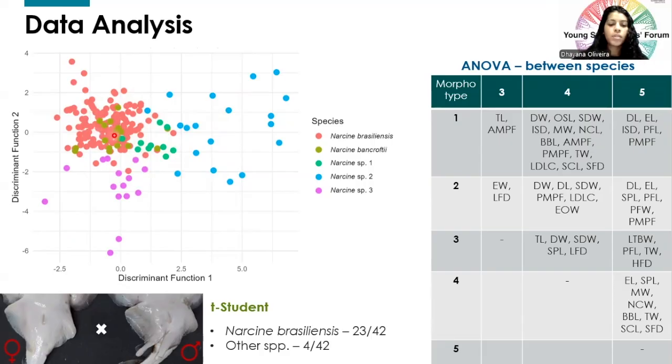And 23 of the 42 measurements differed between males and females in Narcine brasiliensis. However, only 4 measurements presented sexual dimorphism in each of the other species. And between the species, the highlights are that Narcine brasiliensis and Narcine bancroftii did not show differences in any morphometric measurement, which is one of the evidences we consider for their synonymy. And Narcine species 2, referred here as morphotype 4, has the highest number of different measurements from Narcine brasiliensis.